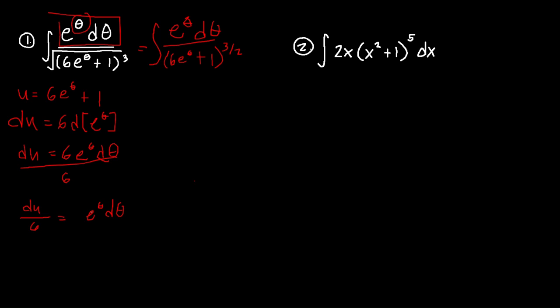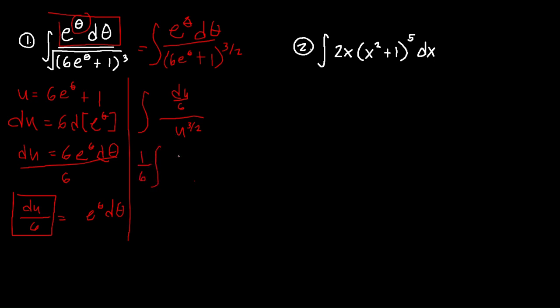So all you have to do is substitute e^θ dθ with the one you just derived. So this is going to be du over 6, over u to the power of 3 over 2. Now here we can slide 1 over 6 to the left side because it is a constant. So we can write this as 1 over 6 times the integral of du over u^(3/2).